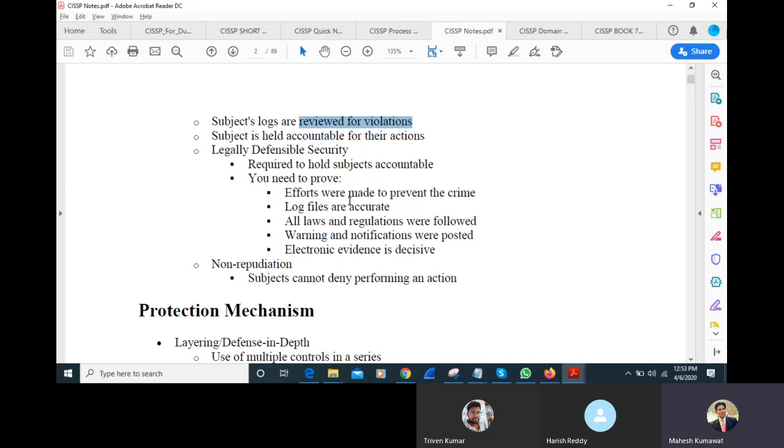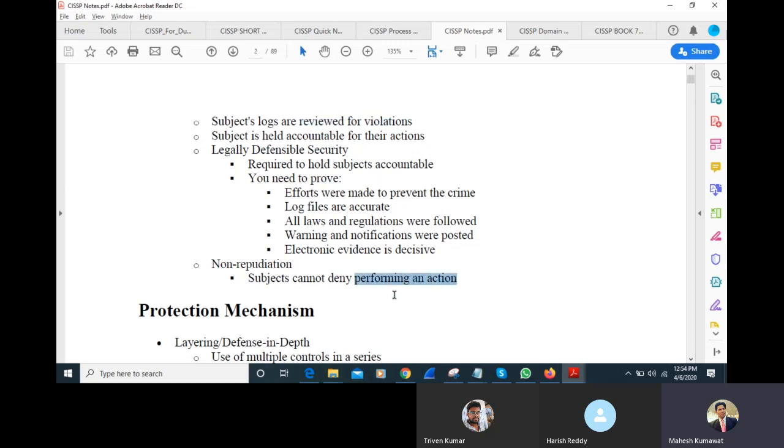You need to prove efforts were made to prevent the crime. Log files are accurate. All laws and regulations were followed. Warnings and notifications were posted. Electronic evidence is decisive. Non-repudiation means subjects cannot deny performing any action.